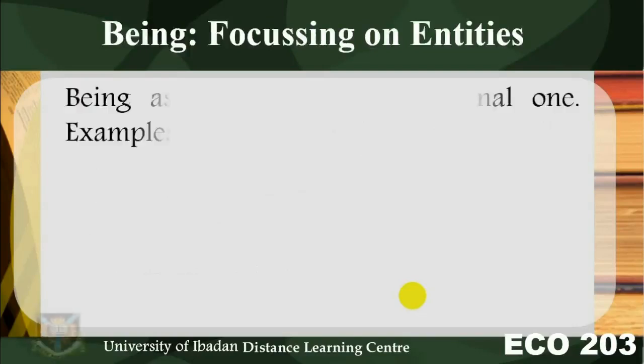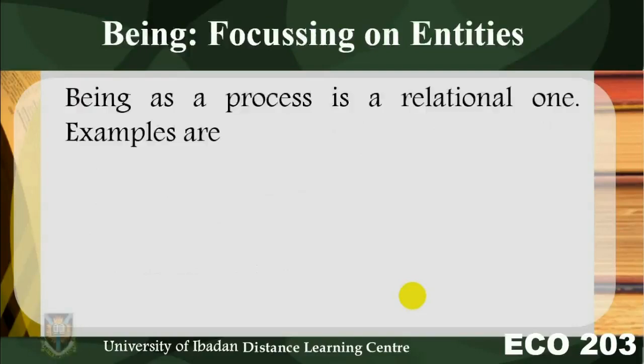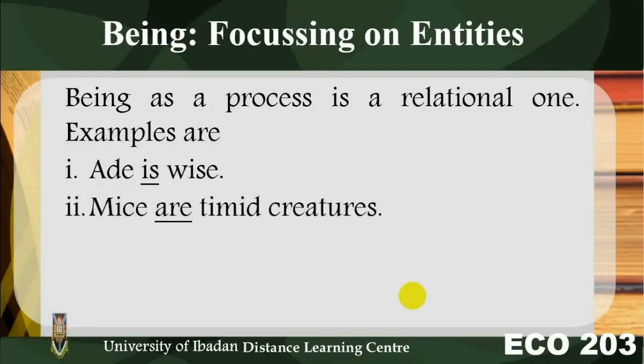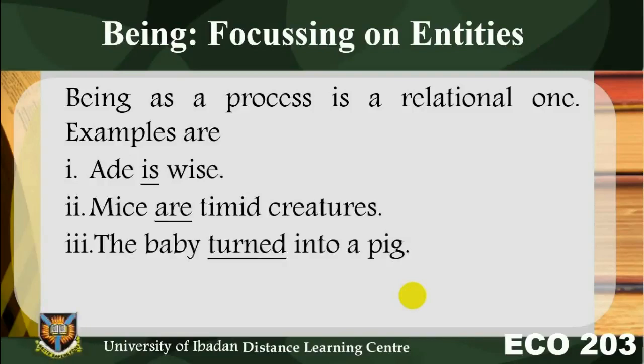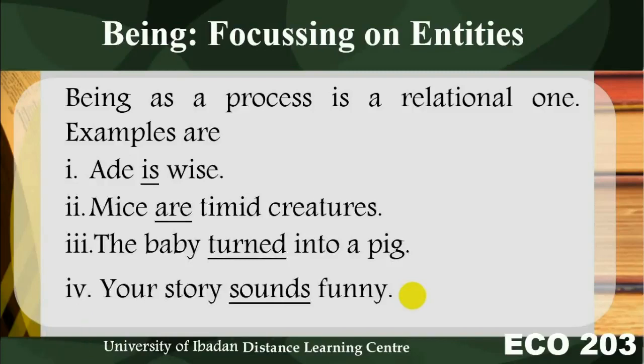C. Being. Focusing on entities. Being as a process is a relational one. Examples are: 1. Ade is wise. 2. Mice are timid creatures. 3. The baby turned into a pig. 4. Your story sounds funny.